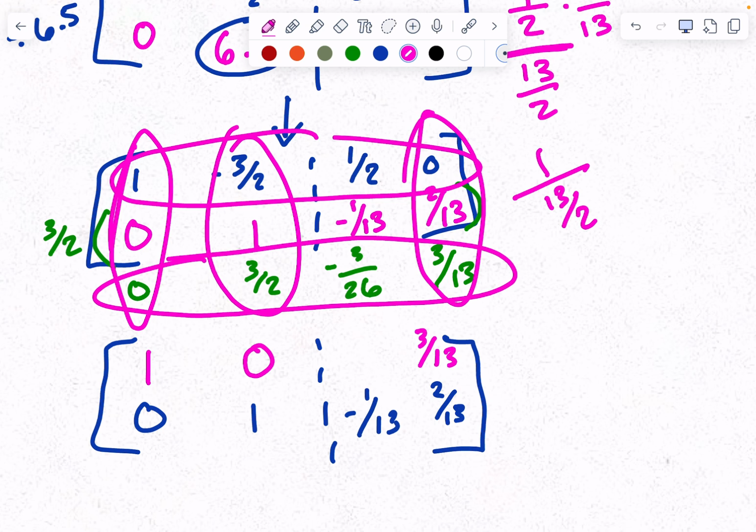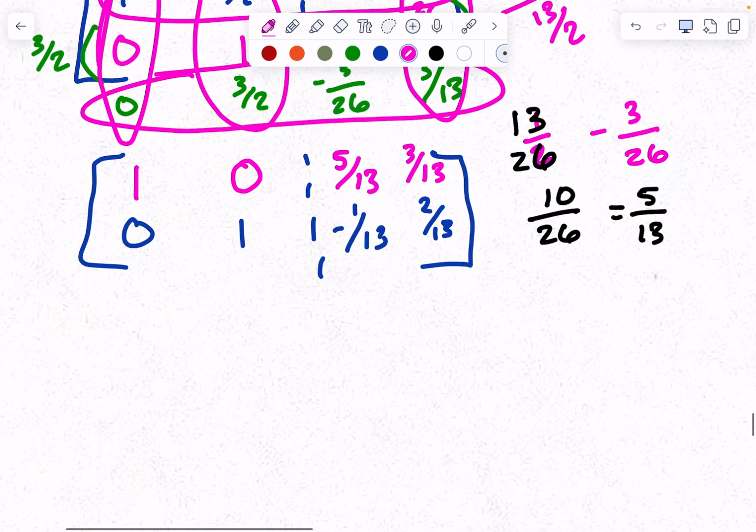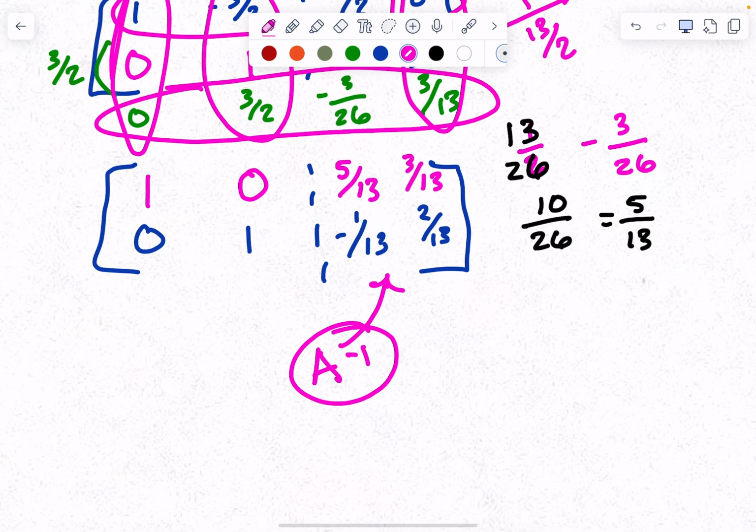Okay, but 1/2 and -3/26. 1/2 and -3 over 26. My common denominator is 26. And if I multiply that by 13, this is 13/26 minus 3/26, which is 10/26, which is 5/13. You betcha. Holy moly. Okay, so what did we just find? The inverse. This is A inverse. Yay! Okay, that's really gross.